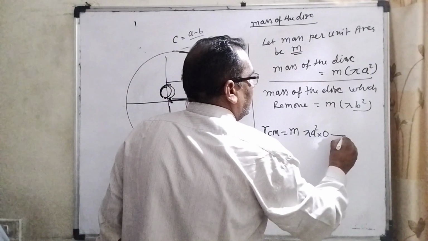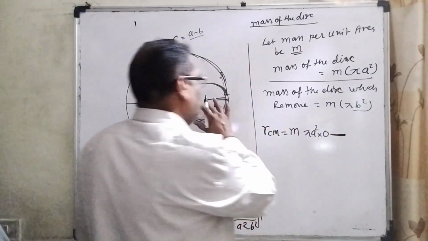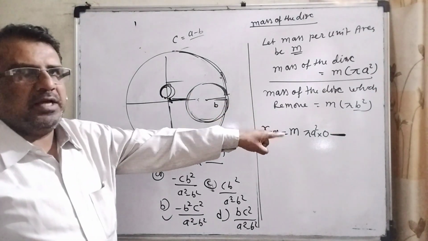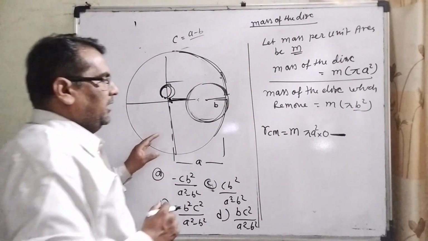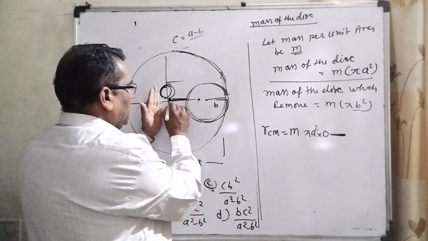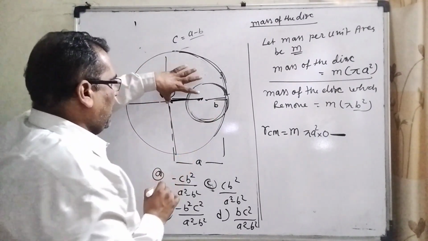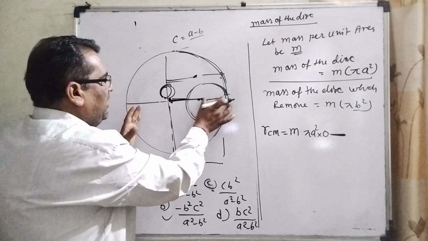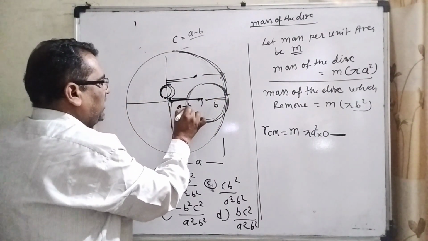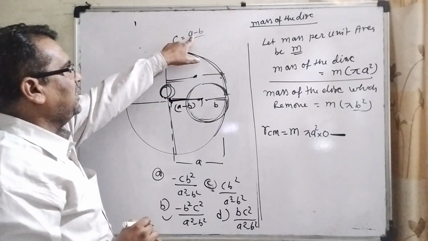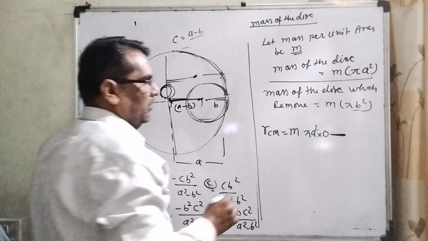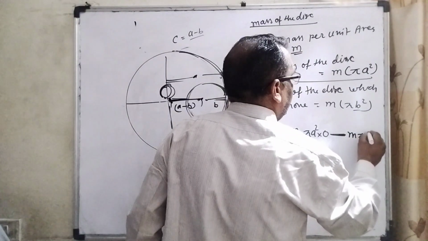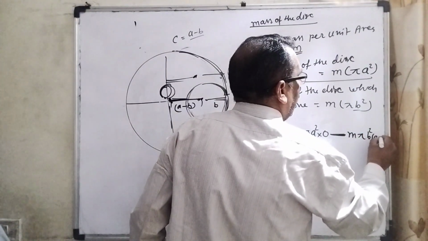And minus. Why do we use the minus? Because we have to remove. Whenever we have to remove, the formula uses minus. And what is the distance from this? Total distance is A, this is B, then the remaining distance is A minus B, and the place of A minus B is given as C. So mass m pi b square times A minus B.